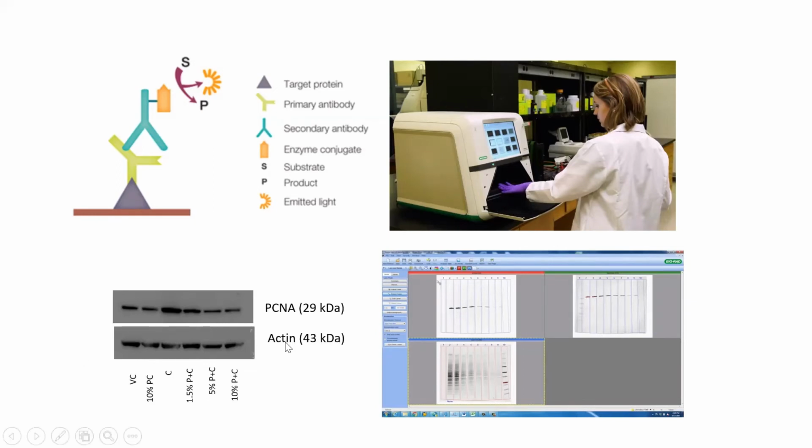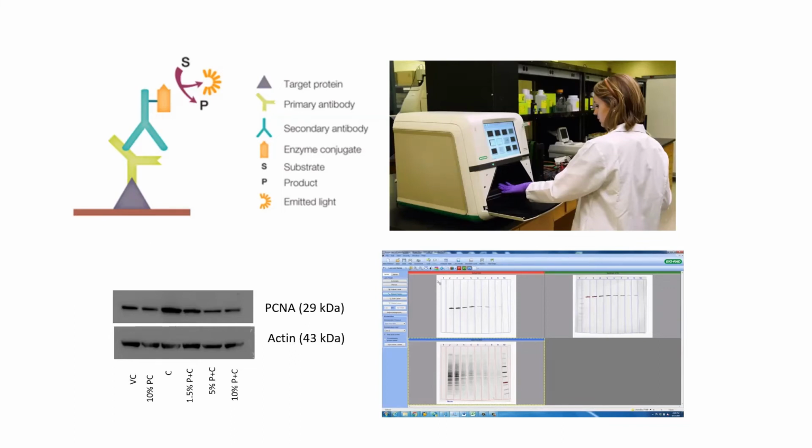Okay. So now the importance of actin is very high, because actin is a constitutively expressed protein in every cell. Be it your tumor cell or your normal cell, the amount of actin should be equal. It has no relation with tumor progression or anything.